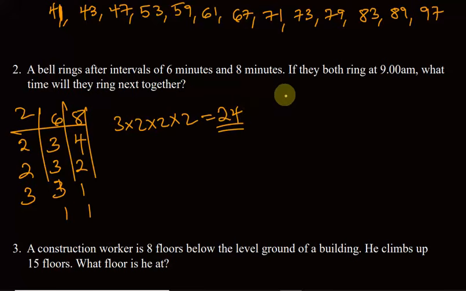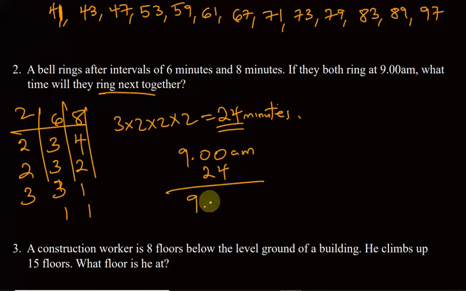This means the bell rings together after 24 minutes. But the bell rang at 9 a.m. The next time it will ring is after 24 minutes. Therefore, our answer is 9:24 a.m. That is our answer. Be careful with these questions. Others might be asking, what time last had they rang together? So you will subtract. But in our case here, we are adding.